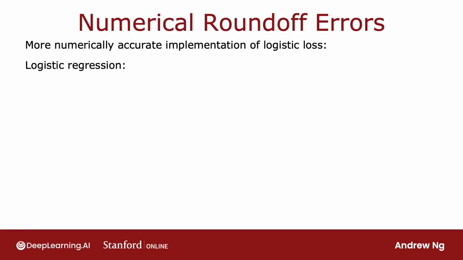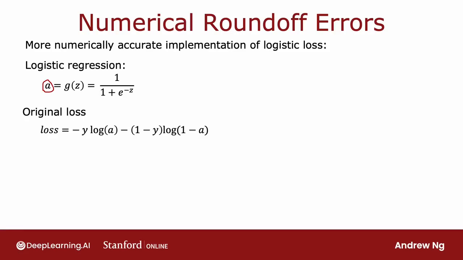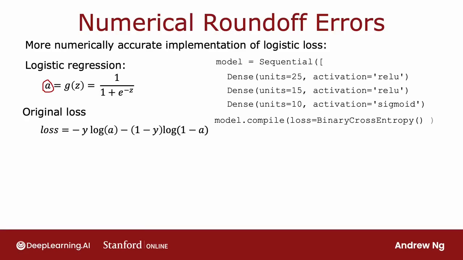Recall that for logistic regression, if you want to compute the loss function for a given example, you would first compute this output activation a, which is g of z, or 1 over 1 plus e to the negative z, and then you compute the loss using this expression over here. And in fact, this is what the code would look like for a logistic output layer with this binary cross-entropy loss. And for logistic regression, this works okay, and usually the numerical round-off errors aren't that bad.